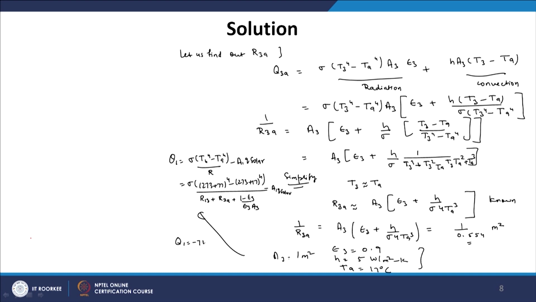So, this will be minus 744 watt, and the efficiency of the collector we can define, eta, as 744 by 1000, because the total amount of solar radiation coming is 1000. So, the efficiency is 74.4%, which is reasonably very good.